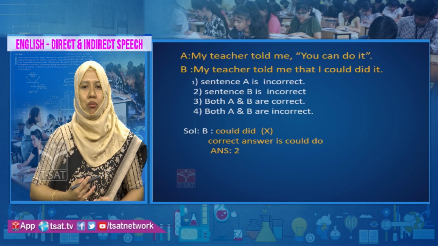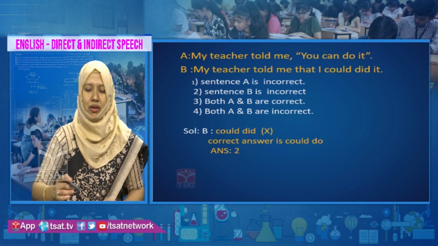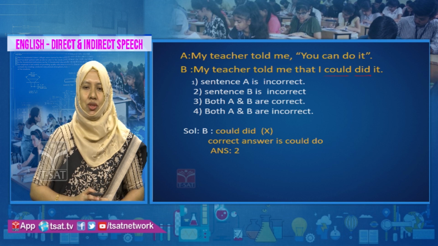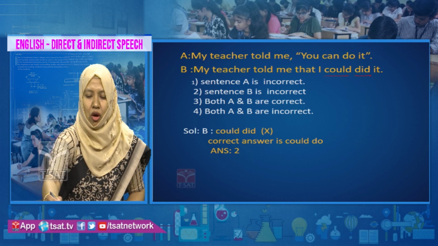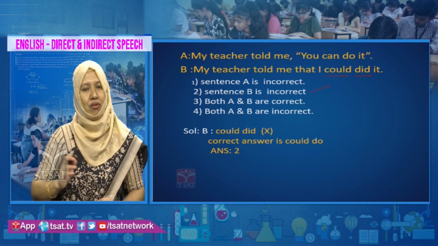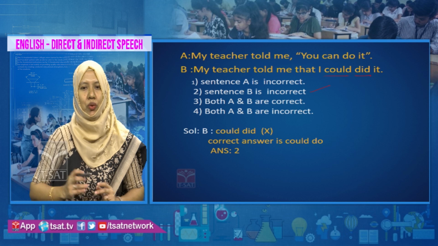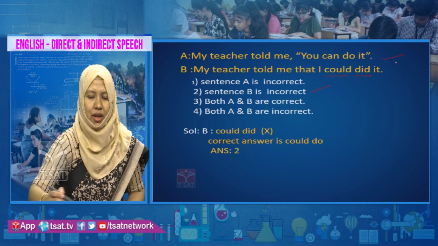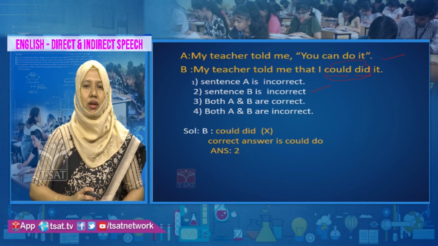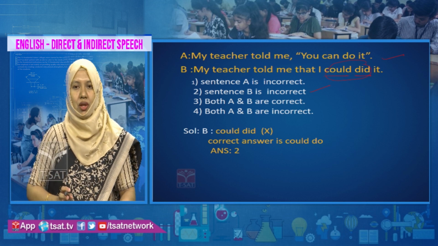In statement B, my teacher told me that I could did it. Here both the past tenses are used. I could did it is wrong. You cannot use both past tense. So statement B is incorrect. First statement A, my teacher told me you can do it, is correct. It is grammatically correct. But in B, two verbs in past tense are used. Could, did it cannot be written together. You should use could do it. My teacher told me that I could do it.